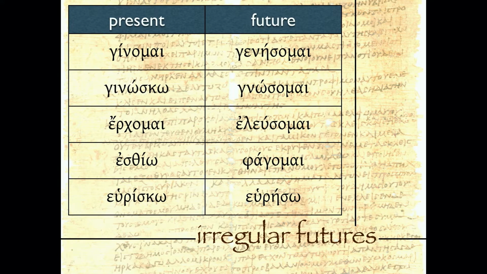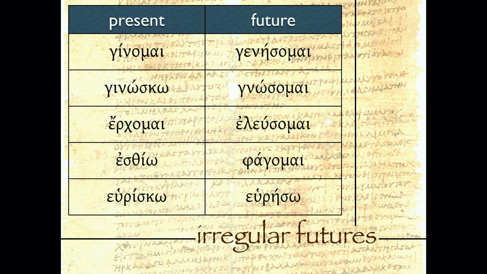But notice what happens to genosko in the future. Now it ends in omai, which means that genosko, that's a regular verb in the present tense, has now become deponent in the future. So nosomai has that middle passive ending, omai, but is actually an active verb. We can parse it as middle passive, but we're going to translate it as an active verb, I will know, or I will be knowing.